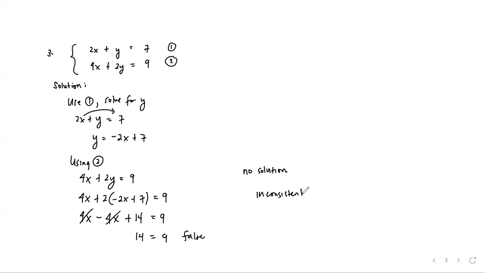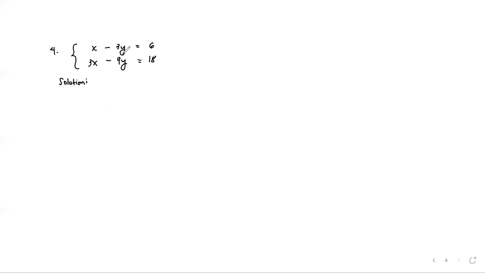And then finally, for our last example, we have x minus 3y equals 6 as our first equation and 3x minus 9y equals 18 as our second equation. For the solution, let's use equation number 1 and solve for x because this will give us a simpler equation. The first equation is x minus 3y equals 6. We can solve for x by transposing negative 3y to the other side. Thus, we get x is equal to positive 3y plus 6.